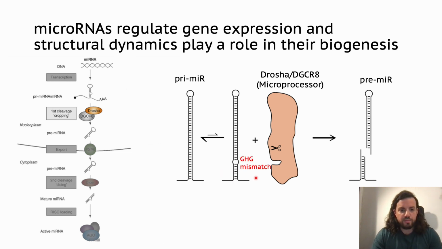step. So for example, here is a motif known as the GHG mismatch, which is a non-canonical base pair here, but in the equilibrium structure, it's still base paired in the microRNA, but it tends to open more, and this is somehow recognized by the microprocessor to cleave this primary transcript.